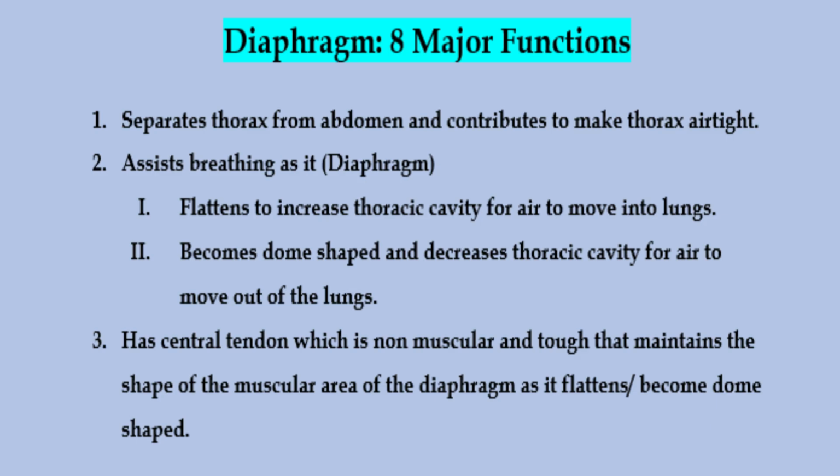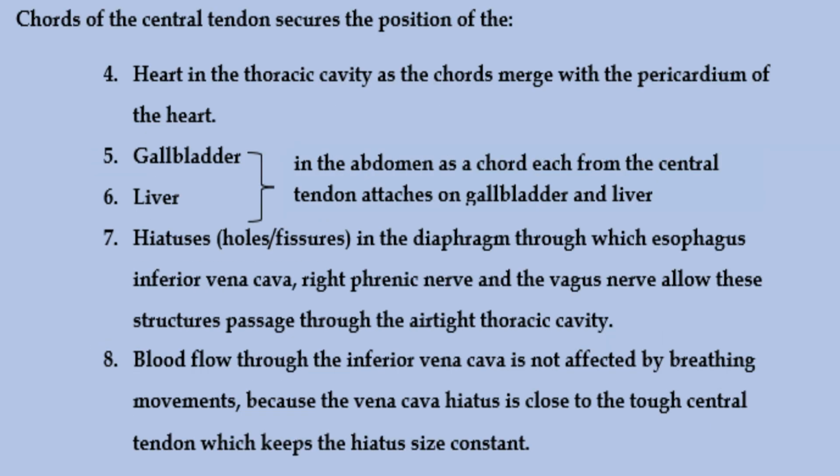Then 3, it has the central tendon. The central tendon is non-muscular but tough, and that maintains the shape of the muscle area of the diaphragm. As it flattens and becomes dome-shaped, the diaphragm doesn't collapse because the central tendon is tough. Then 4, cords from the central tendon secure the position of the heart, as cords from the central tendon merge with the pericardium of the heart and so secure the position of the heart in the thoracic cavity.